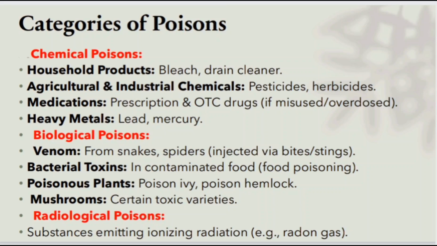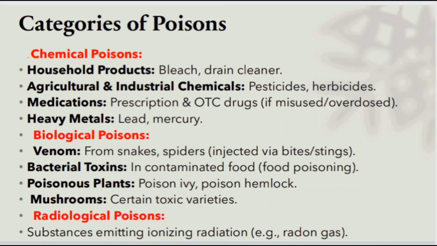Categories of poisons. Chemical poisons: household products, which include bleach and drain cleaner, then agricultural and industrial chemicals, which include pesticides and herbicides, then medications like prescription and OTC drugs, which if misused or overdosed can act as a poison, then heavy metals, which include lead and mercury.